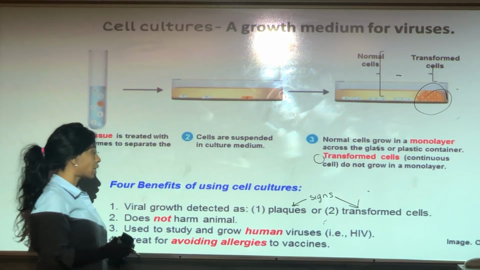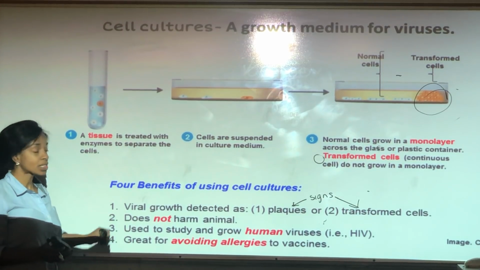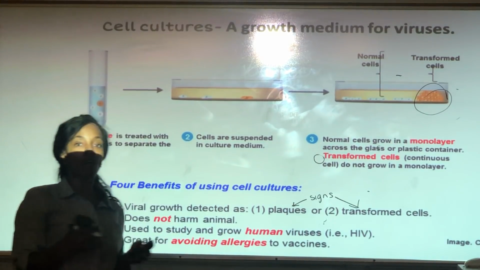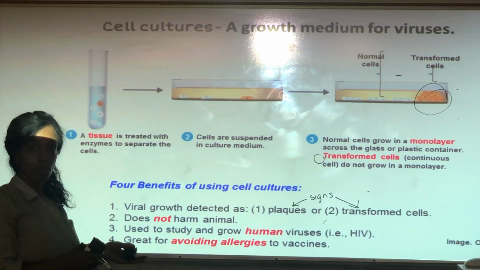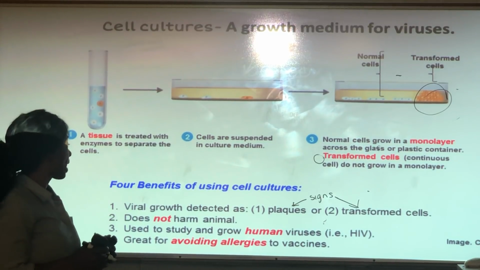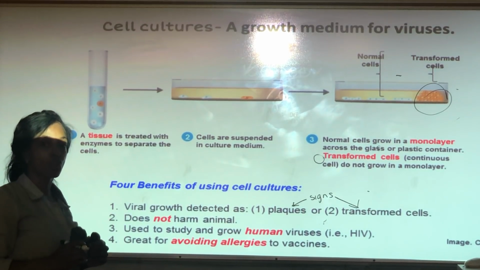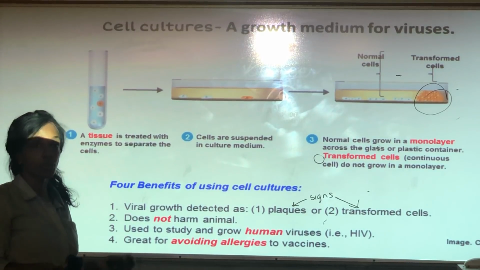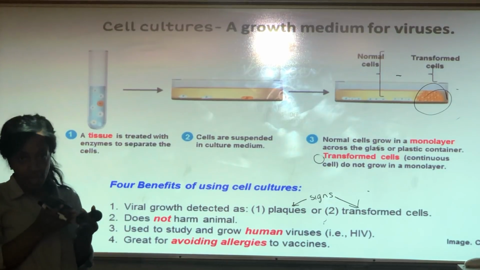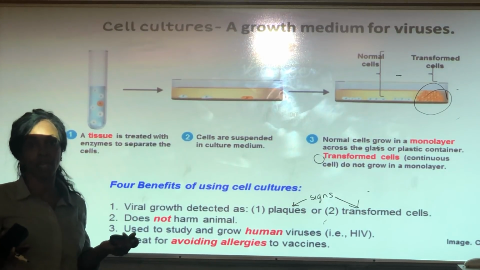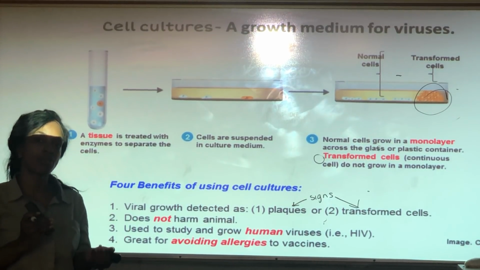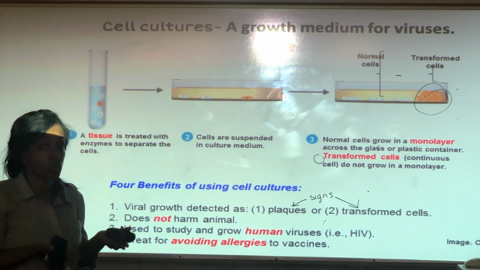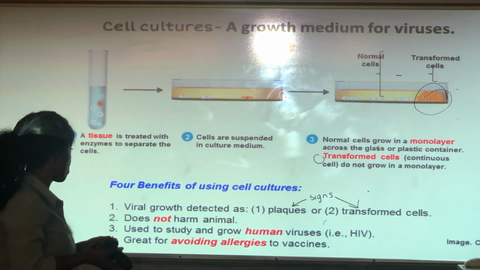And the other benefit to using cell cultures is that they avoid allergies. So if we grow the virus in a cell culture, in its natural host, and then we extract those viruses in order to make the vaccine, then we're avoiding animal allergies. If we grow the virus in an egg, some people may be allergic to eggs. So when we extract the virus from that environment of the egg, certain people may be allergic to those vaccines that are being made.